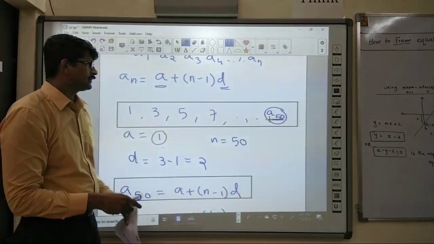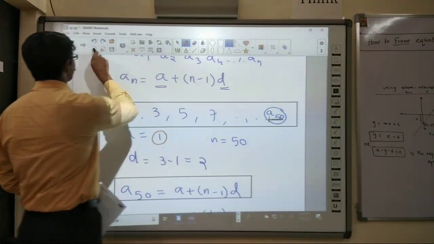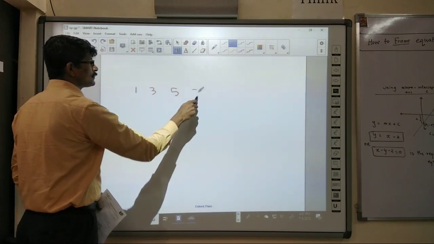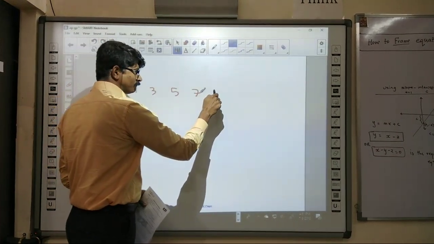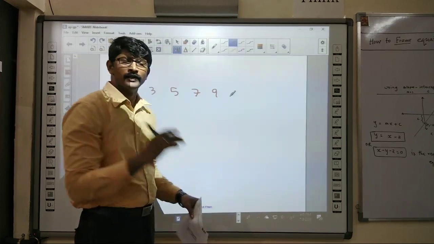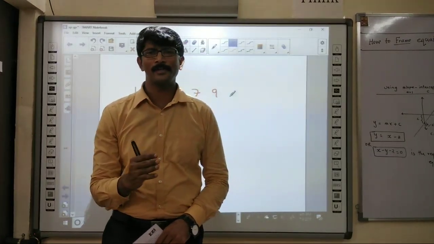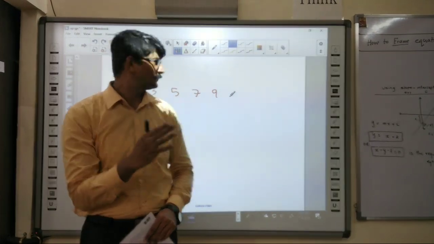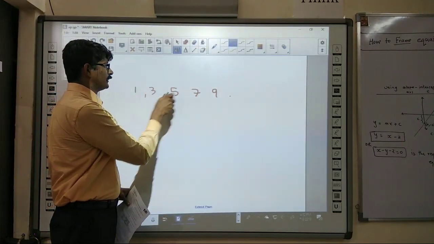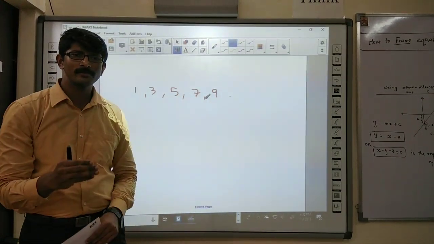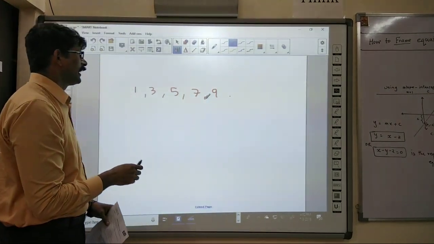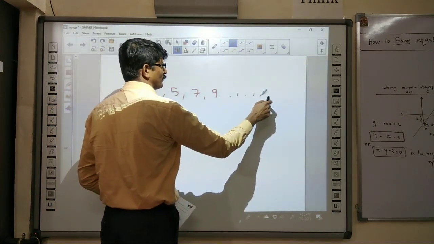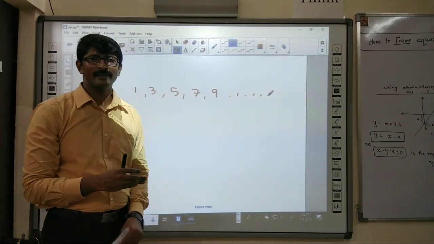Say in case our sequence would have been like this, 1, 3, 5, 7, and say 9, and it stops over here. Then this arithmetic progression is called a finite arithmetic progression, since it has a full stop over there. So it is called a finite sequence. And in this, if we have dots, that means it is called an infinite sequence.